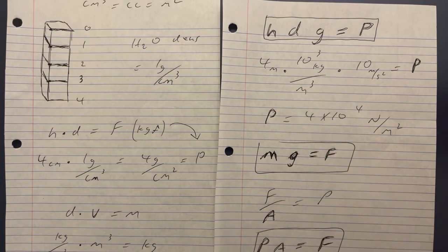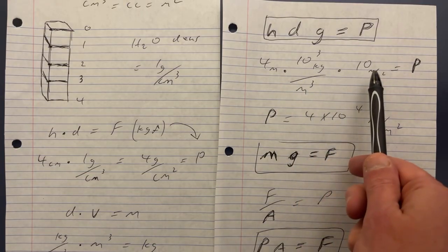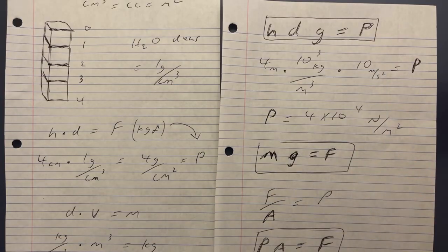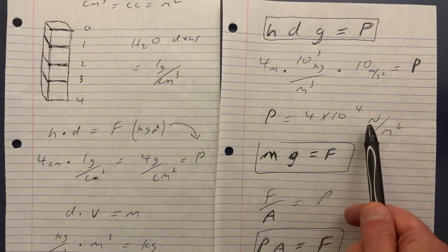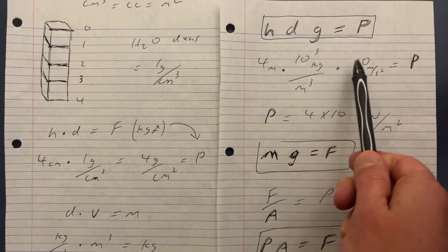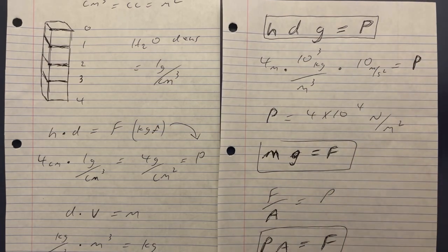So that's mass times acceleration equals force. That becomes force per area, and that equals your pressure. In this case, newtons per square meter, because we have kilograms times meters per second squared.